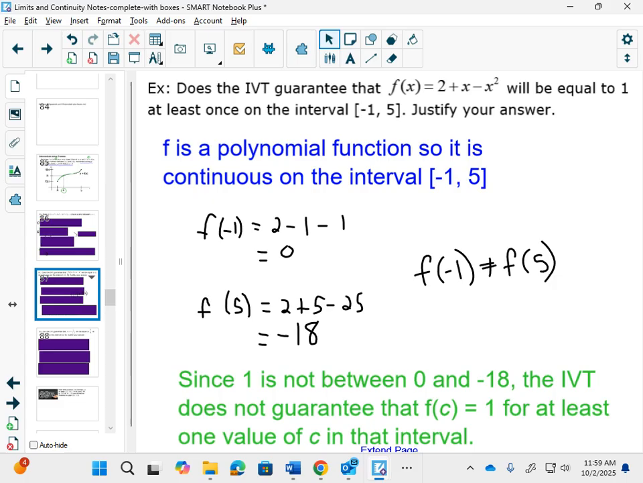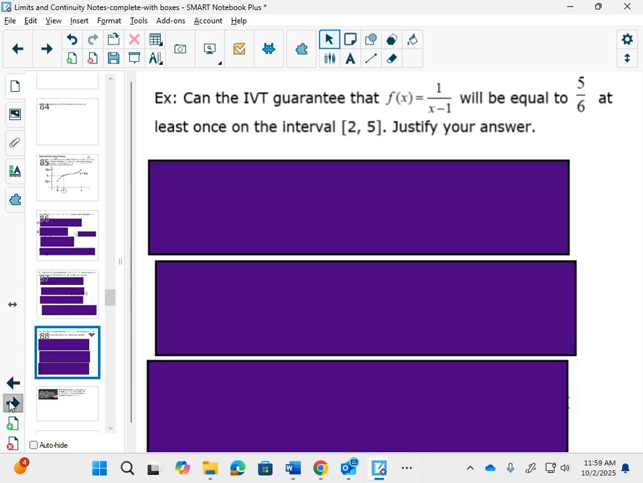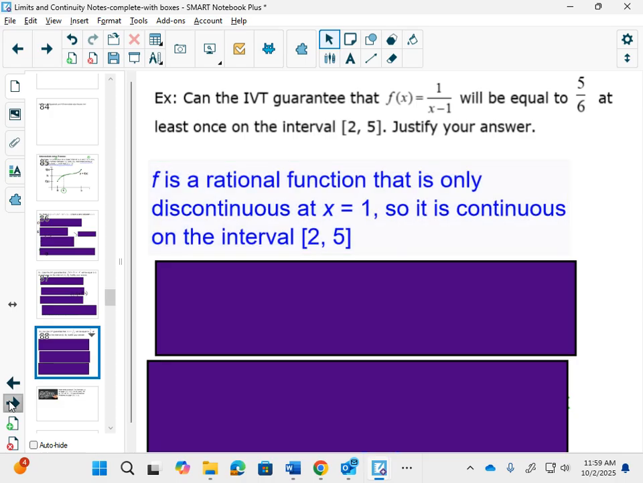And our last one of the day. Do it really quick. We have a rational graph. So it has a non-permissible value at 1. Is that non-permissible value in our interval that we're looking at? No. So we can say it's continuous on that interval.